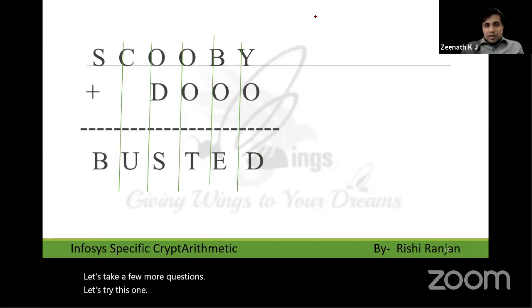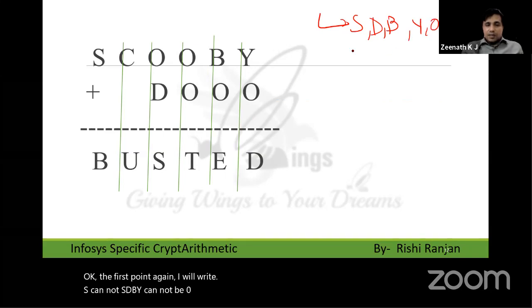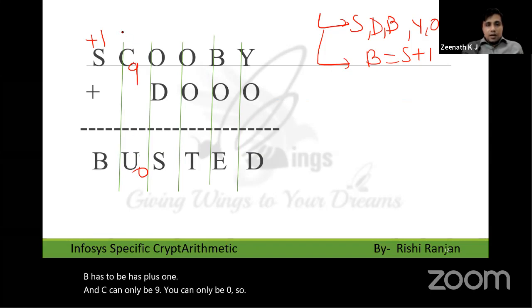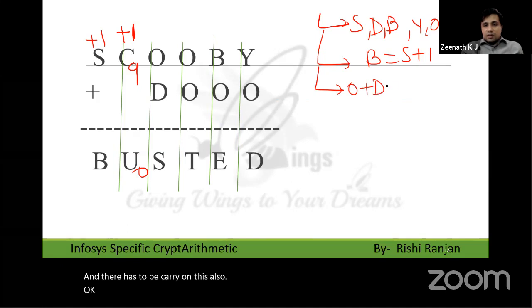Okay. The first point again, I will write: S cannot be zero, D, B, and Y, O cannot be zero. That's the first point. Next point. There has to be a carry here, which means B has to be S plus 1. And C can only be 9, U can only be 0. And there has to be a carry on this also. Okay. Next, O plus D has to be more than 10.